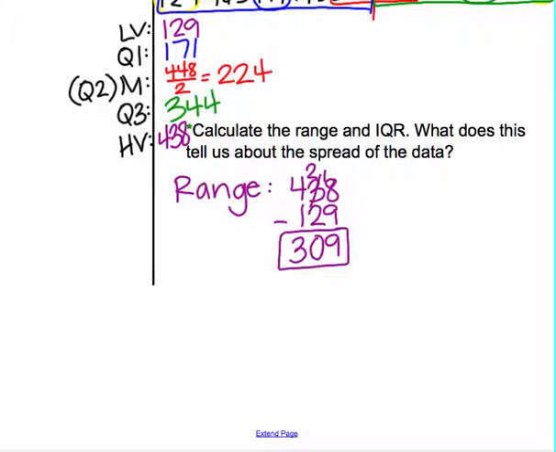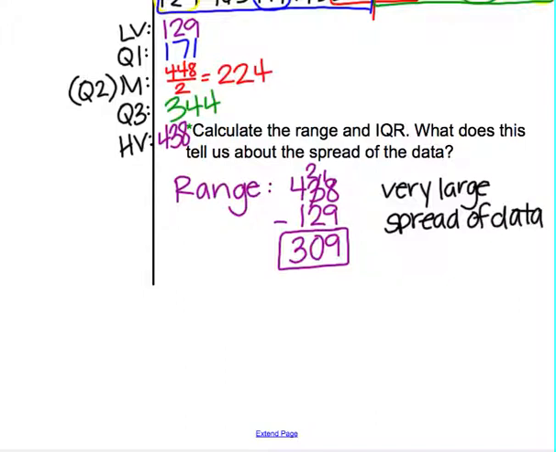And if you think about it, 309 is over 5 minutes difference, because this is talking about seconds in length of song. 5 minutes is a huge difference in the amount of a song. So we would say a very large spread of data. And part of that is probably because 438 is an outlier, because it's quite a bit higher than the rest. It's over 2 minutes higher.